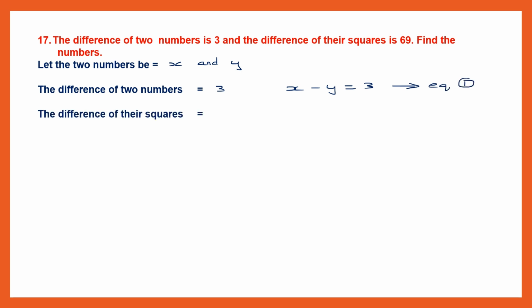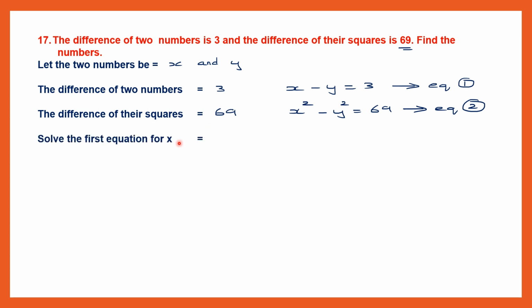Then we are also told that the difference of their squares is 69. That means x square minus y square is 69. So this is equation 2. We have made two equations here: the difference of two numbers is equal to 3, and the difference of their squares is equal to 69. Now we are going to take the first equation and solve it for x.